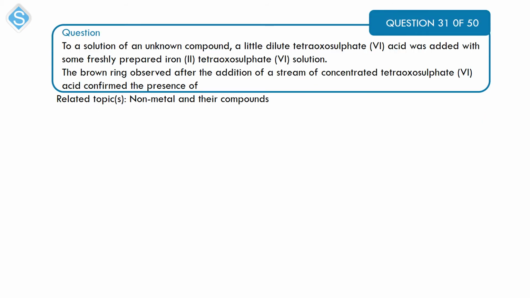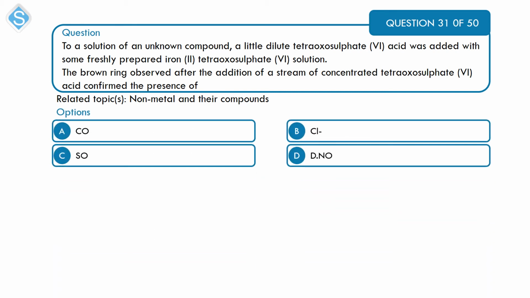Okay, this is a question on nonmetals and their compounds. A solution of an unknown compound, a little dilute tetraoxosulfate 6 acid, was added with some freshly prepared iron 2 tetraoxosulfate 6 solution. The brown ring observed after the addition of a stream of conc tetraoxosulfate 6 confirms the presence of A. CO, B. Cl, chloride ion, C. SO, and D. NO, that's nitrate ion.